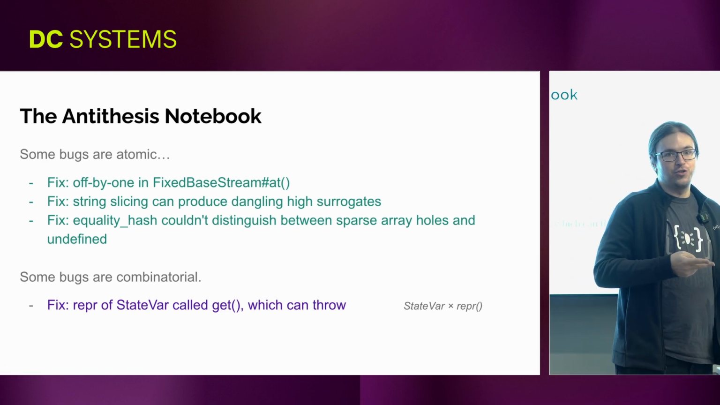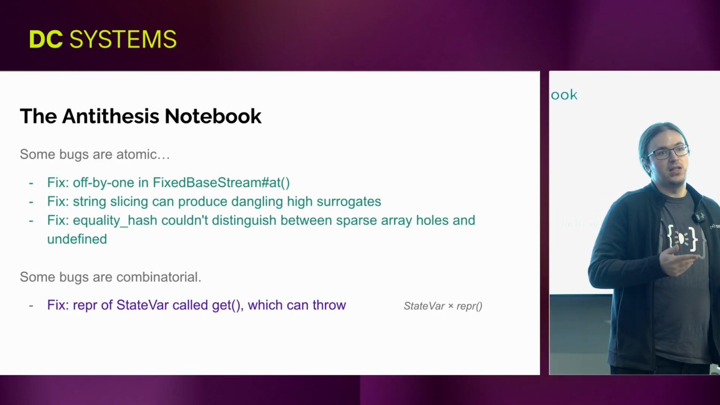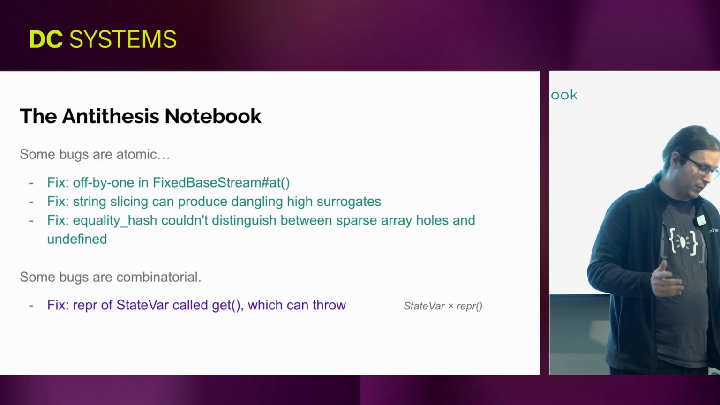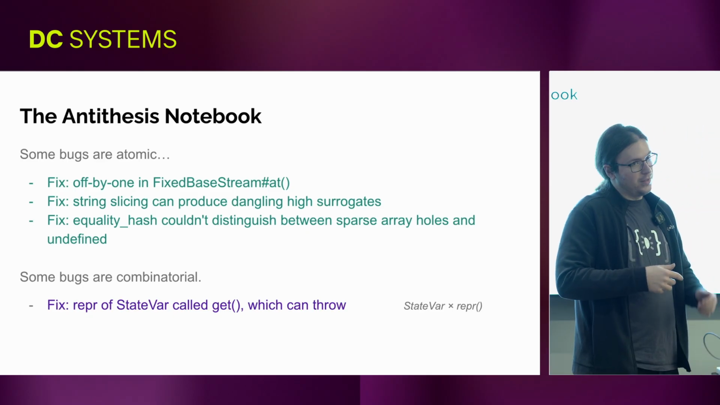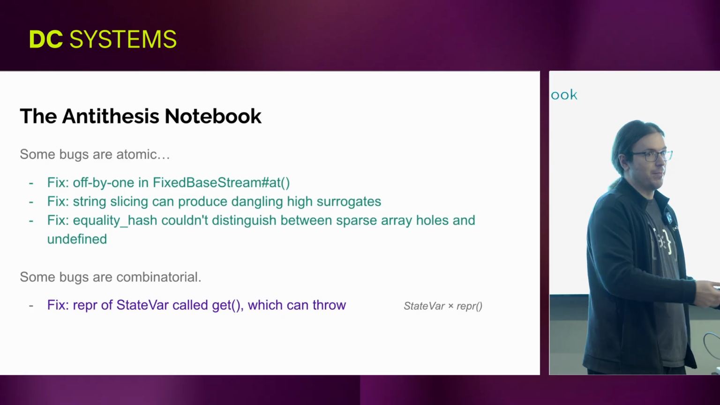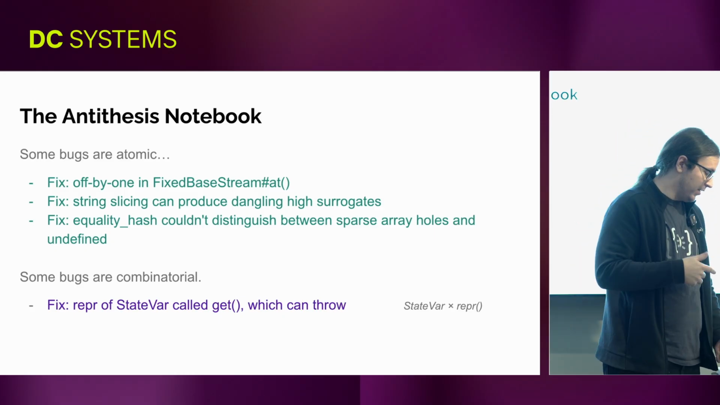And arrays in JavaScript can be sparse. So you can have an array with elements at indices 0, 1, 2, and 4, but nothing whatsoever at index 3, not even undefined. And this is distinguishable. These are behaviorally distinguishable. So if you're something like equality hash, which is making very strong claims about the behavior of an object, you need to care about this.